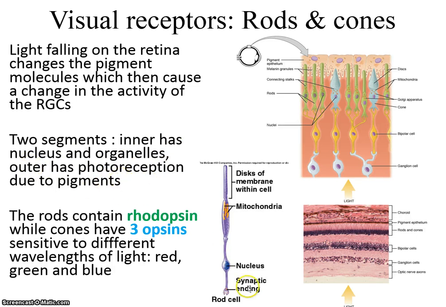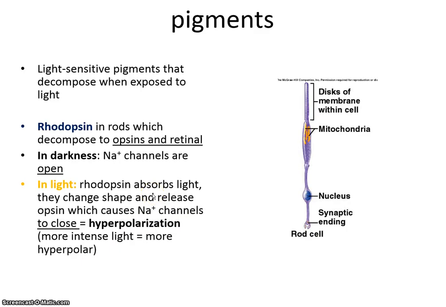So here's just looking again at what a rod cell would look like, and here's the other drawing of this. The pigment contained by the rods is called rhodopsin, and cones have three different opsins. Those different opsins are sensitive to specific wavelengths of light, which is why they help us see in color. Right? So light-sensitive pigments, rhodopsin or opsins, decompose when exposed to light.